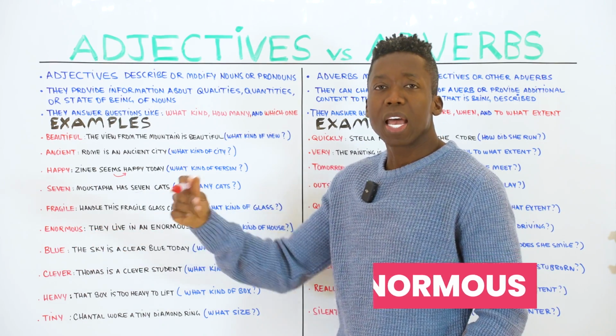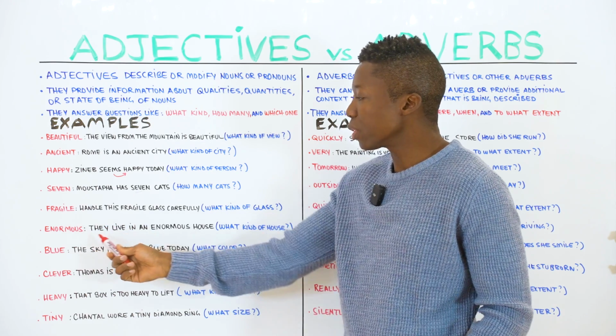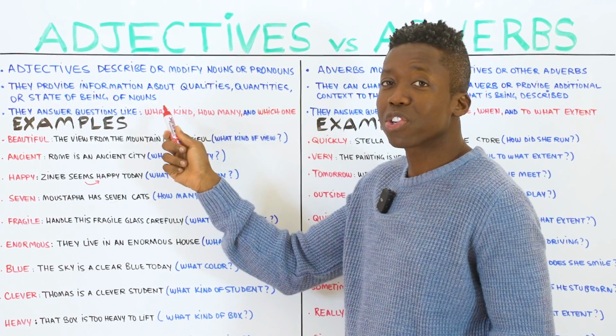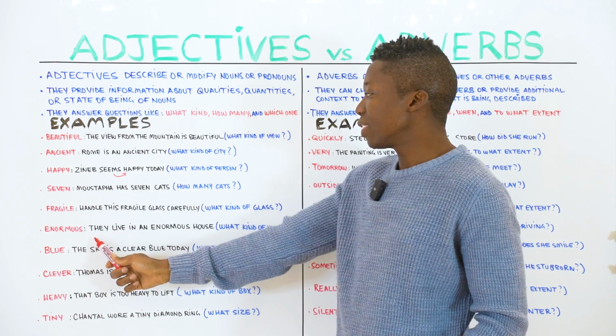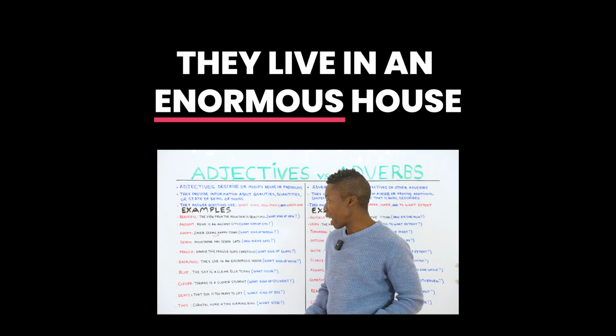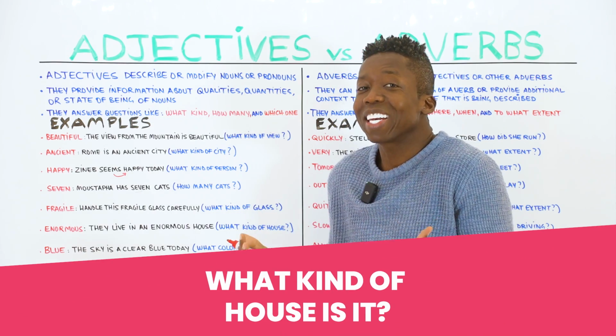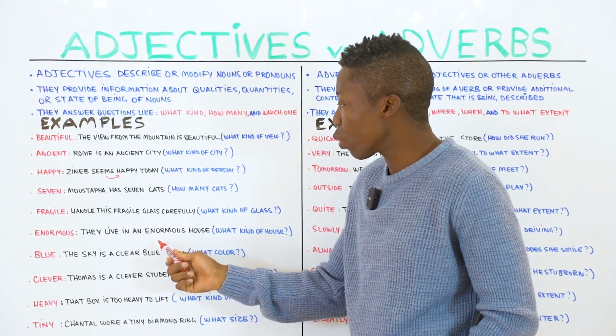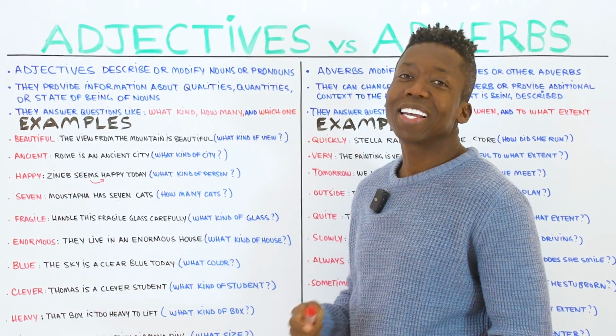Example, enormous. That's an adjective. How do we know it's an adjective? Well, let's read the sentence and then let's see if we can answer the question with one of these. The sentence is, they live in an enormous house. So here, what kind of house is it? It's an enormous house, therefore, enormous is an adjective.